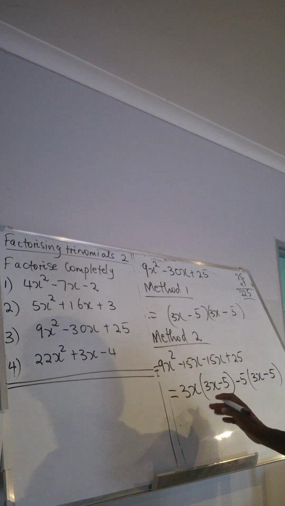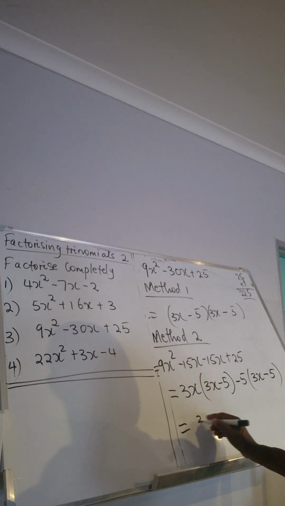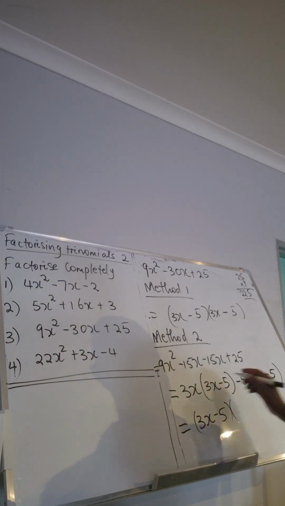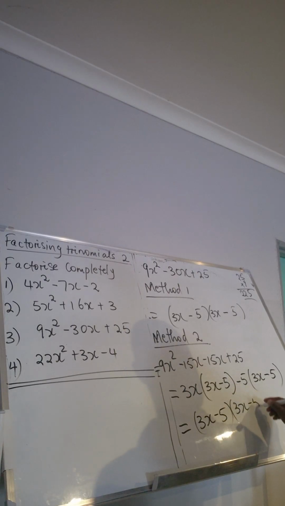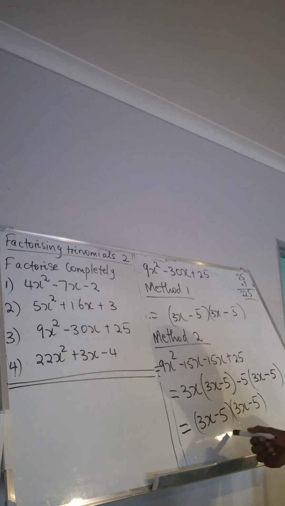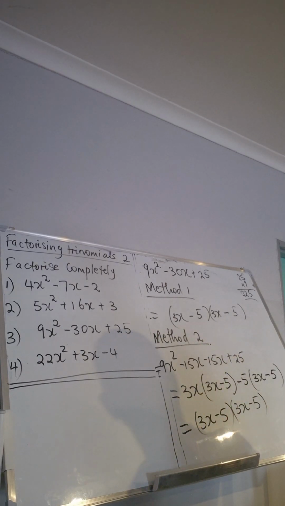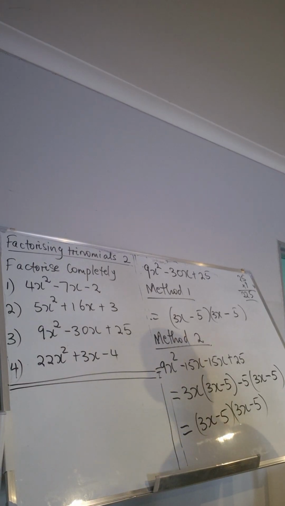So now there's a common factor here. So equal to, we pull out the common factor. Then here is 3x, here is minus 5. So this answer and this, they're just the same. So you can use trial and error, or you can use this algebraic process.